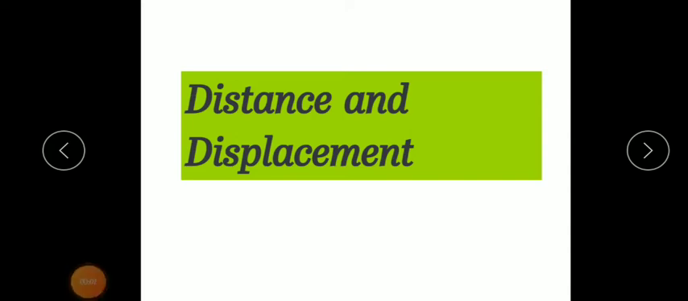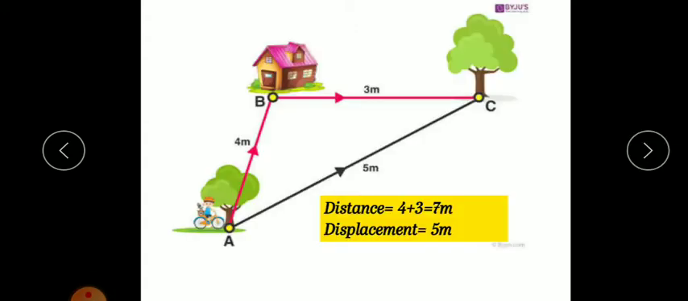The next topic that we are going to deal with is distance and displacement. Here you can see a picture. A tree is here, a home is here, and another tree is here. This is point A, this is point B, and this is point C. The length of the path from A to B is 4 meters, from B to C is 3 meters, and from A to C is 5 meters. So the straight line path from A to C is 5 meters.